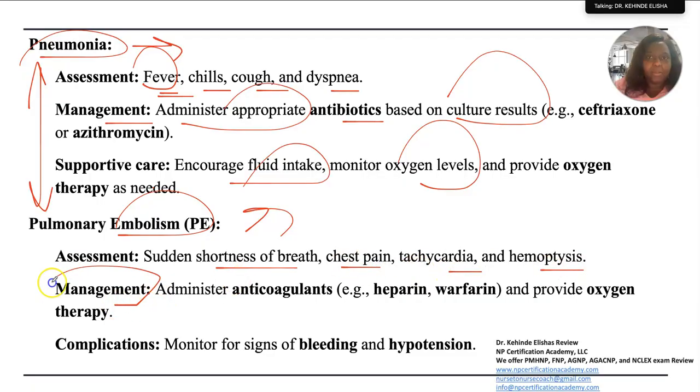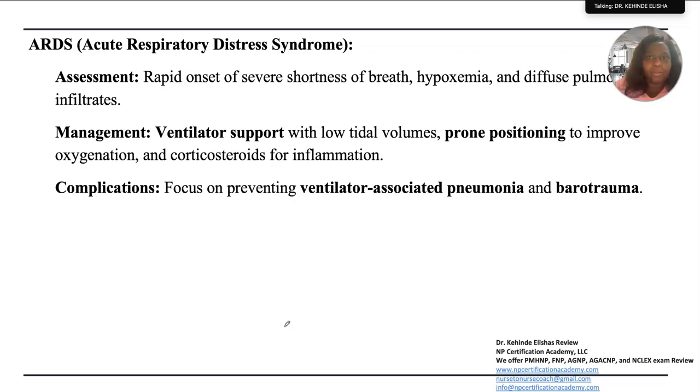How do we manage somebody with pulmonary embolism? You want to administer anticoagulants like heparin and warfarin. You want to provide oxygen therapy for them as well. What are the complications that can arise when somebody has pulmonary embolism? Definitely you want to be monitoring for bleeding and hypotension, because don't forget, we're giving them anticoagulants, right? So they're going to have side effects from that. In addition to other complications, of course, it is stroke, right? That may happen when the clot breaks loose.